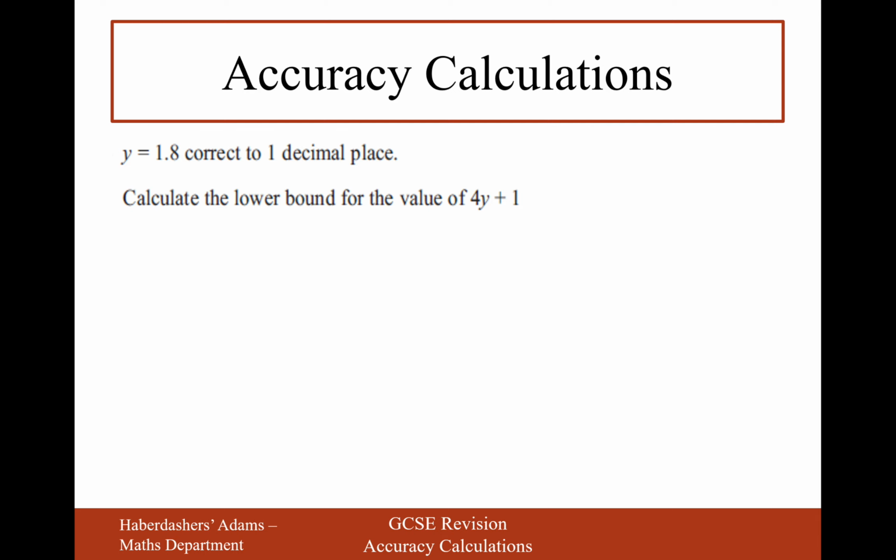So what you need to do is think about what y could have been before it rounded to 1.8 to 1 decimal place, and try and think about what the lowest value 1.8 could have been. So I'll pause the video now and give you a chance to have a go at this question.